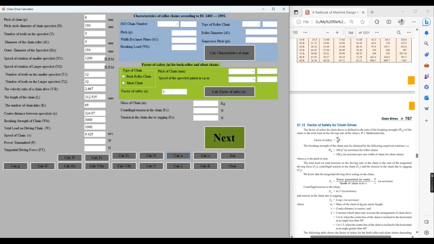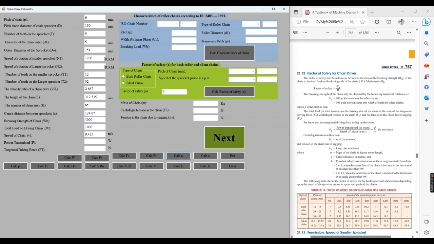Here we have to consider that the total load, or total tension on the driving side of the chain, is the sum of the tangential driving force FT, the centrifugal tension in the chain FC, and the tension in the chain due to sagging FS. So this total load is the sum of the three. Here there are different calculations for each of the forces.